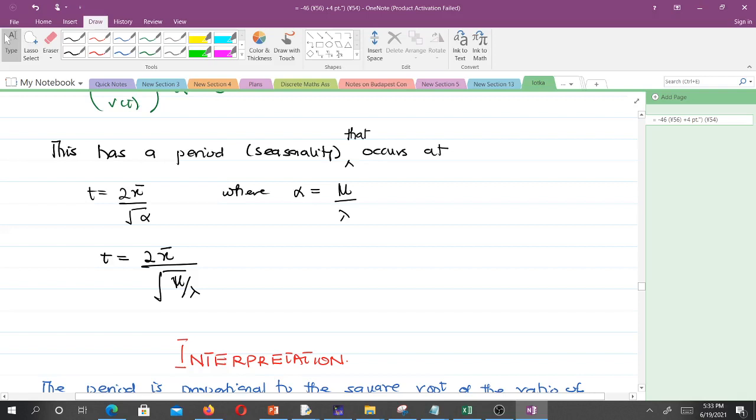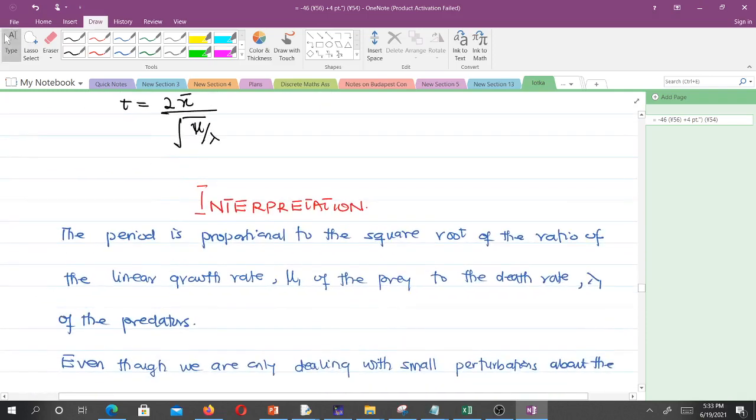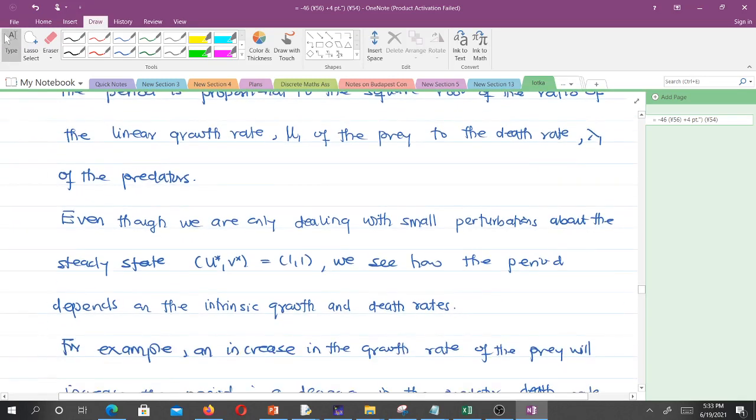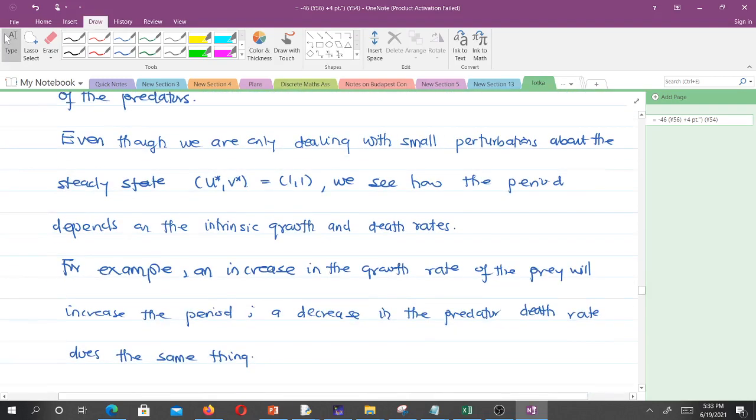And there's the interpretation. The period is proportional to the square root of the ratio of the linear growth rate mu of the prey to the death rate lambda of the predators. So even though we are only dealing with small perturbations about the steady state, u star v star equals 1 1, we see how the period depends on the intrinsic growth and death rate, right? So for example, an increase in the growth rate of prey will increase the period, and a decrease in the predator death rate does the same thing.